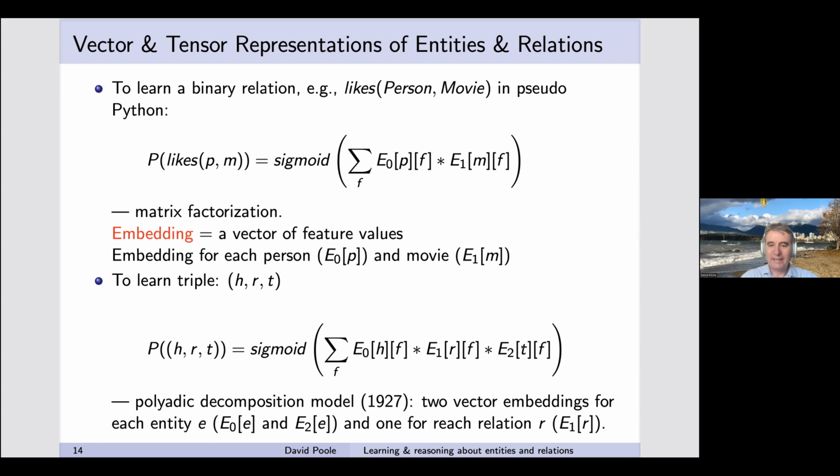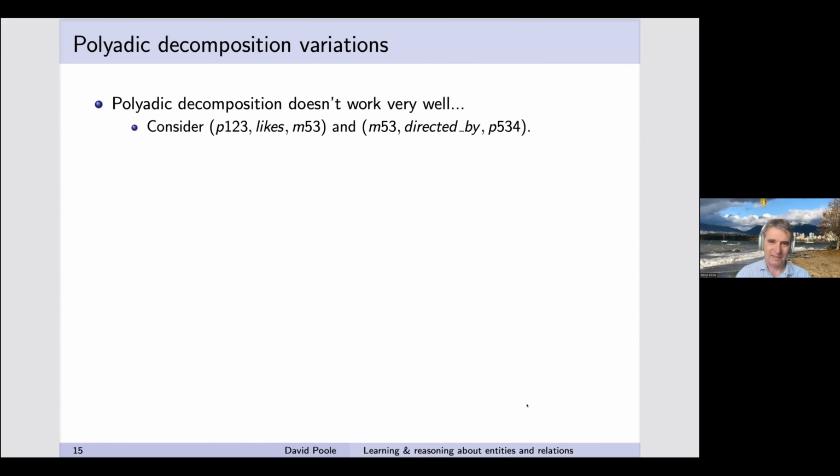This is the Polyadic tensor decomposition. A tensor is just this triple here. All right, and this one has two vector embeddings for each entity, one when the entity is in the head and one when the entity is in the tail. And there's one for each relation. Okay. If you try this, you find it doesn't work very well. It seems like a good idea, but it doesn't work any well.